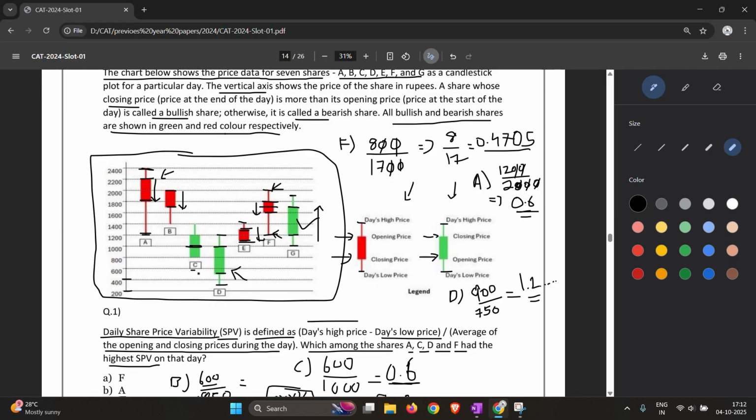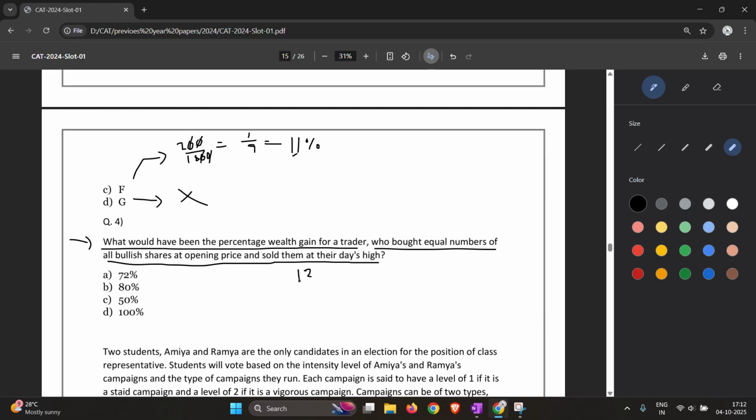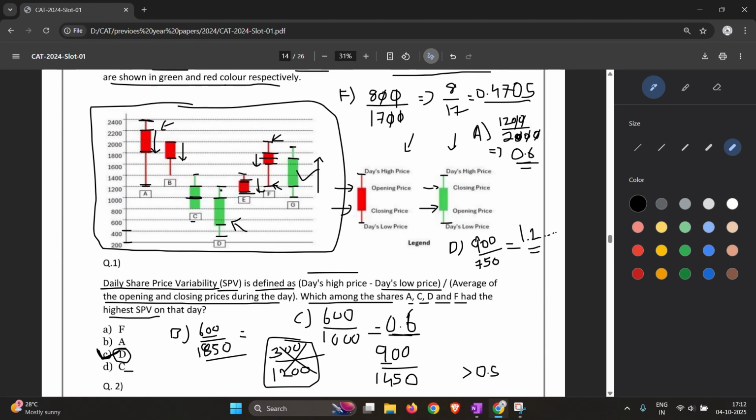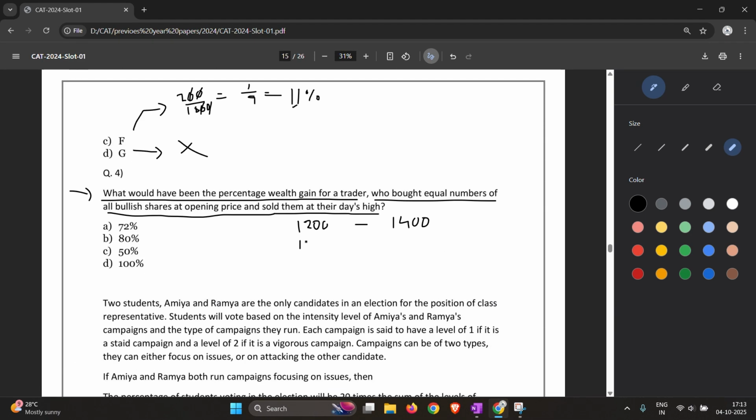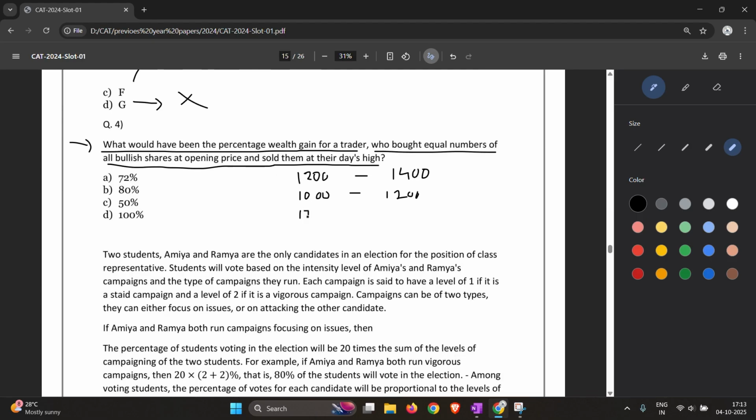So there are three bullish shares, C. So for C, let's assume he bought it at 1200 and sold this at 1400. So he spent 1200 and he got 1400. For D, he spent 1000 and got 1200. For G, he spent 1700 and got 1900.